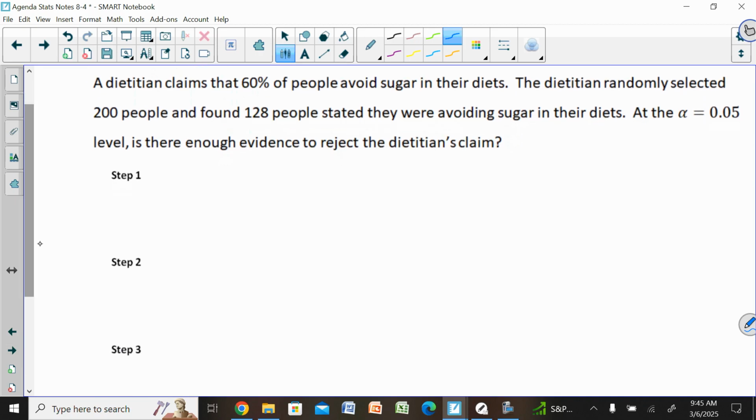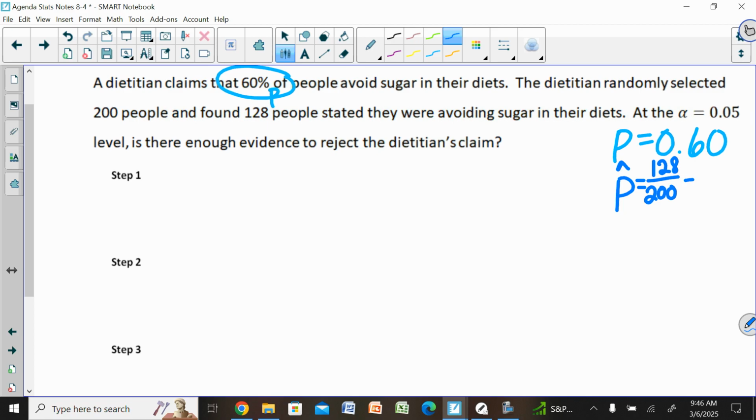So let's start off over here. I'm going to put all my info on the side. So this is our P. So P is equal to, and I always go to the decimal, 0.60. Our P hat is from our sample, right? So our sample, the dietitian randomly selected 200 and found 128 that were doing what they were asking about. So 128 out of 200.